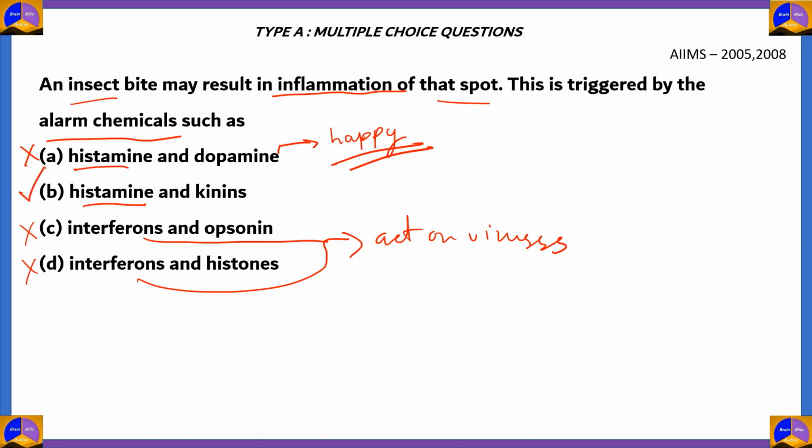The right answer is option B, histamines and kinins. Histamine is helping in chemotaxis of white blood cells at the inflammation spot, and kinins are helpful in local vasodilation. And so local vasodilation results in inflammation of that spot. So when an insect bites you, it is due to histamine and kinins that the inflammation occurs in that spot.